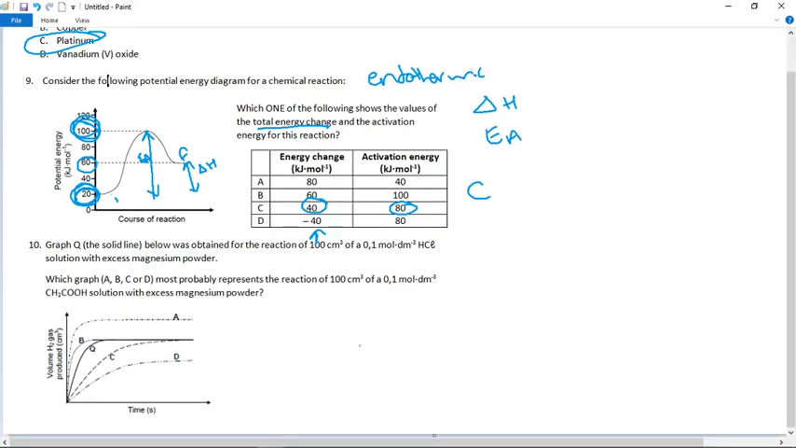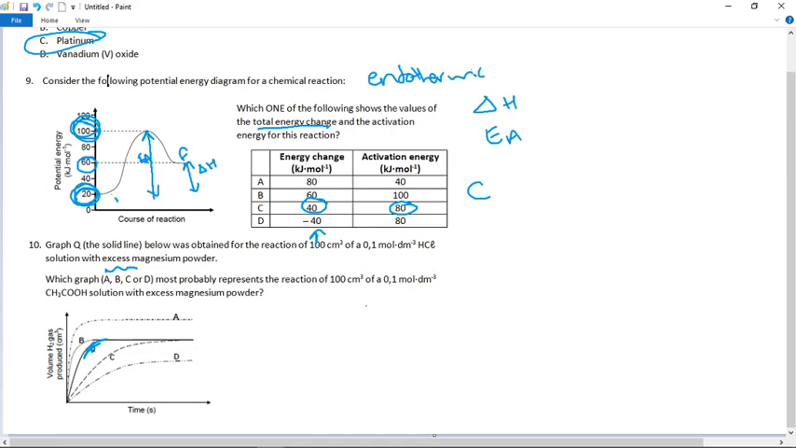Now here we've got number 10. Graph Q, the solid line. Can you see this is the solid line over here? Here is Q, this one. Was obtained for the reaction of 100 cubic centimeters of 1 mole per cubic decimeter hydrochloric acid in solution with excess magnesium powder. If there's excess magnesium powder, the reaction will run to completion.